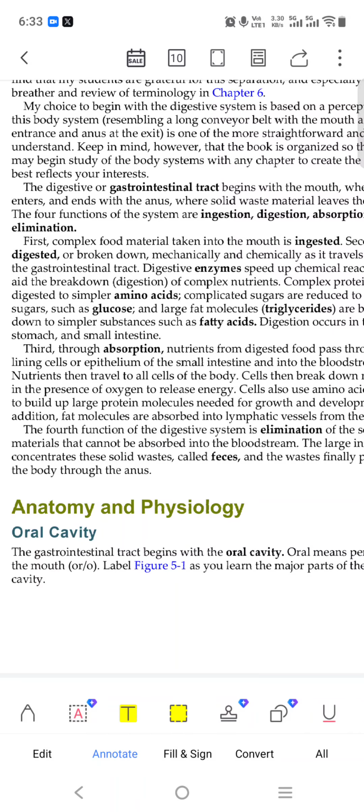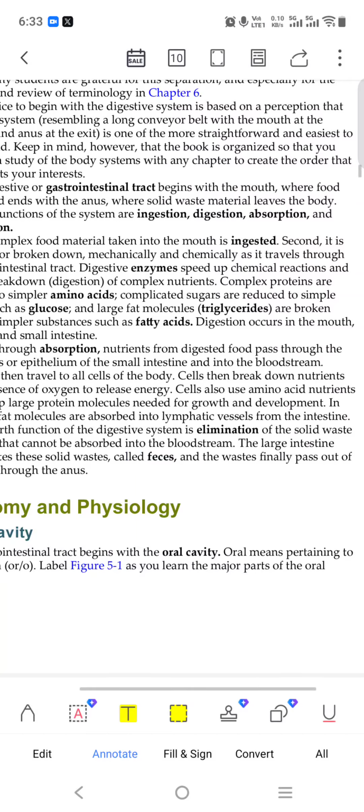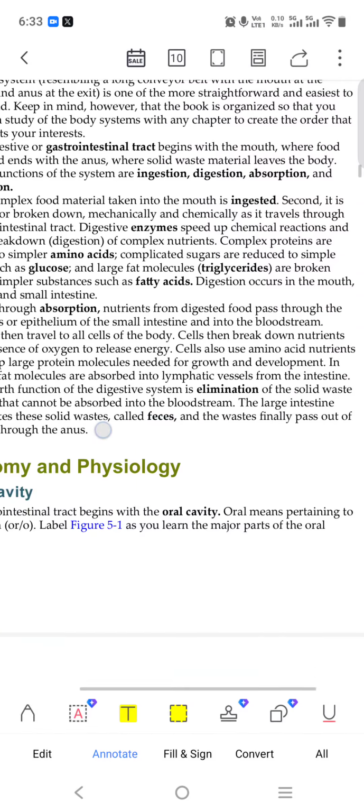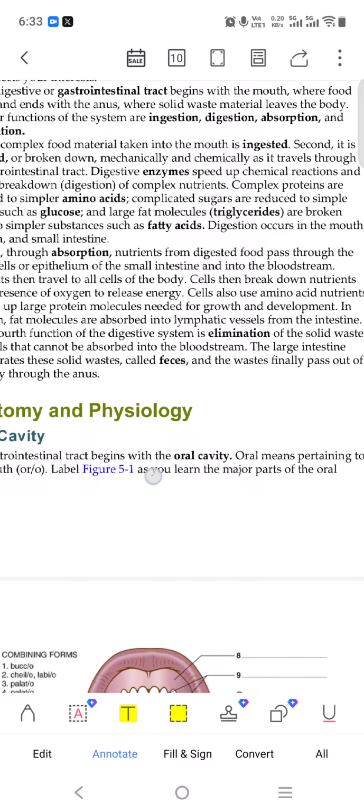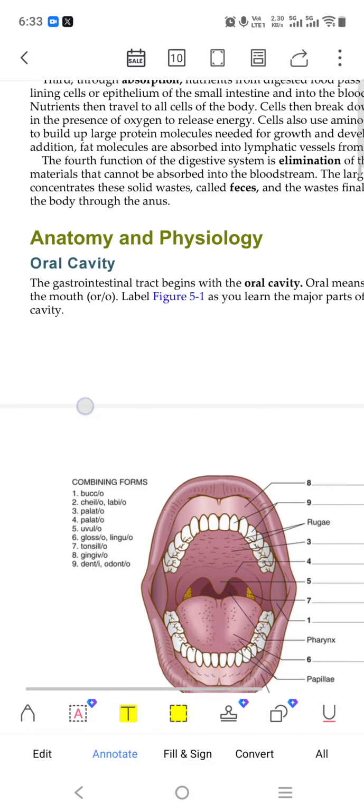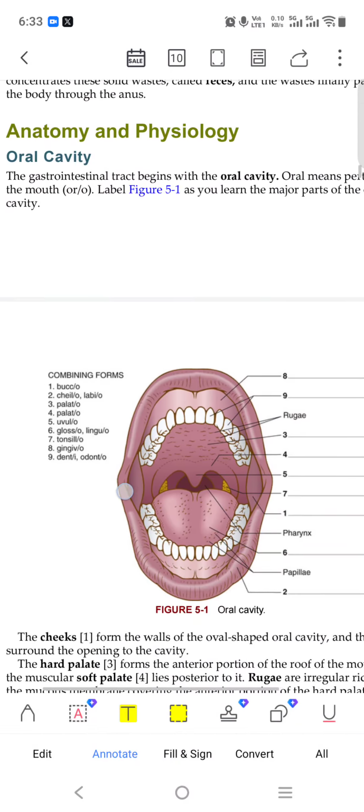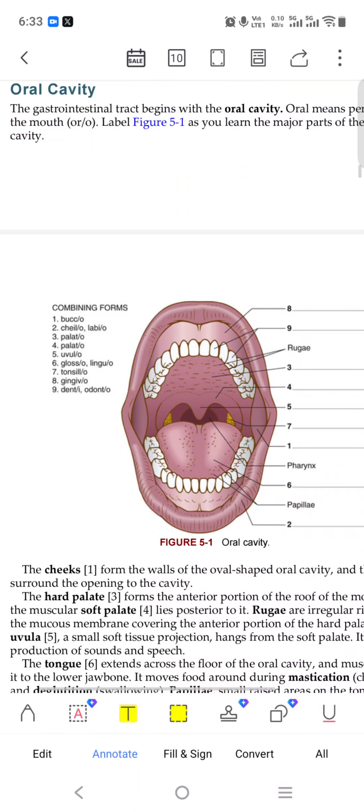What is the process? Third, absorption takes place, of the nutrients through the digestion. And elimination is the solid waste material, which at the end will be eliminated. Next is the oral cavity.